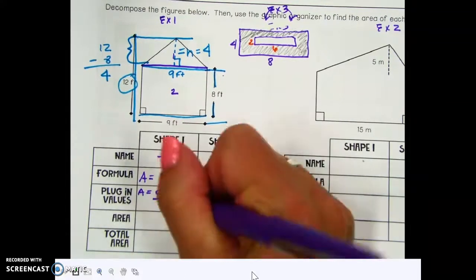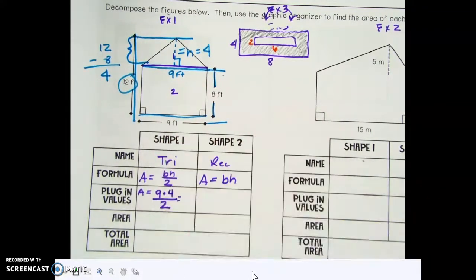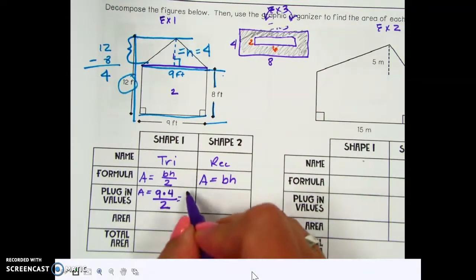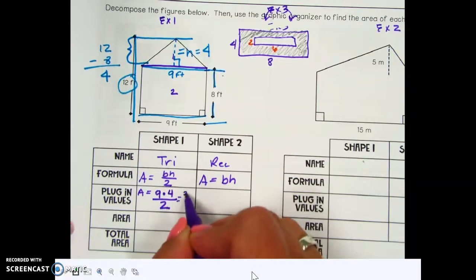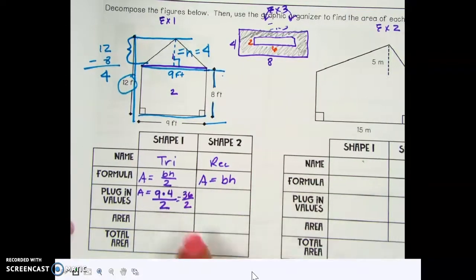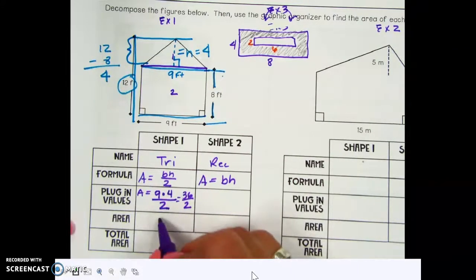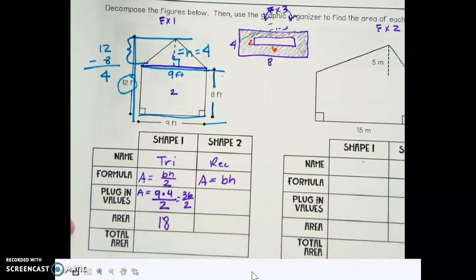and divide by 2. What is 9 times 4? You can type it in the chat if you need to. Anybody? Anybody? Thank you. 36, and then I divide it by 2. What's 36 divided by 2? When you do the hard work, you end up with 18.